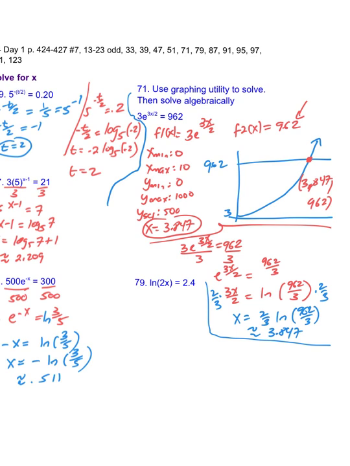The last problem is the natural log of 2x equals 2.4. This is problem 79. So to undo the natural log, we can write this in exponential form, or you can exponentiate both sides. I'll exponentiate both sides with the base e, so e to the ln 2x means that 2x equals e to the 2.4. To isolate x, divide both sides by 2. So x is equal to e to the 2.4 over 2. And if you want a decimal approximation for this, you could enter that in your calculator and you get about 5.512.